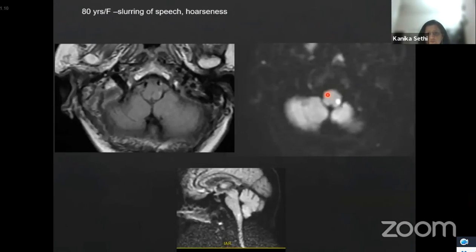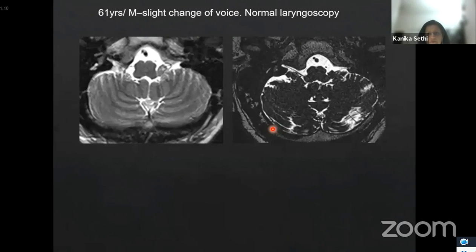Another case, a smaller infarct on the left side, very faintly seen on the FLAIR sequence. It came with slurring of speech and hoarseness of voice. So the previous two lesions were involving the nuclei of the vagus nerve.